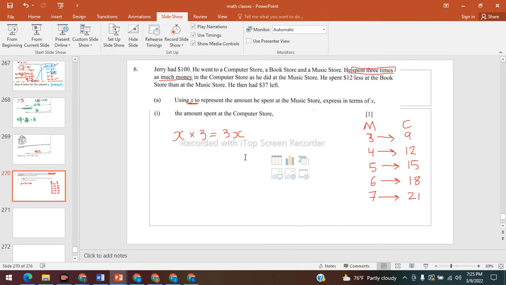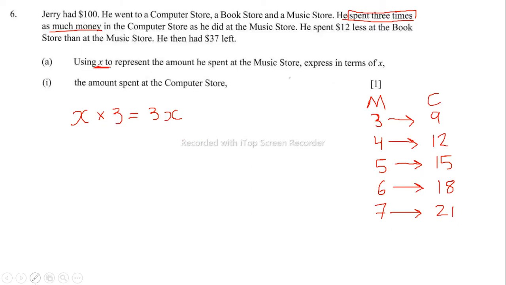Why 3x? Because you understand this part where we say if he had $3, if he paid $3 at the music store, it'll be $9 at the computer store. Good. So the thing is, we don't know how much he spent at the music store. So they say, since we don't know how much he spent, that would be X. He could have spent $3, $4, $5, $7, even $6, but we don't know.